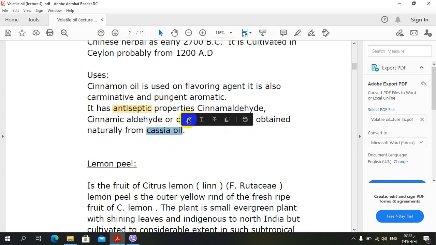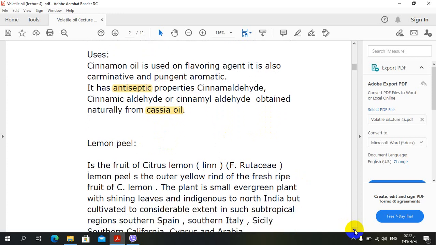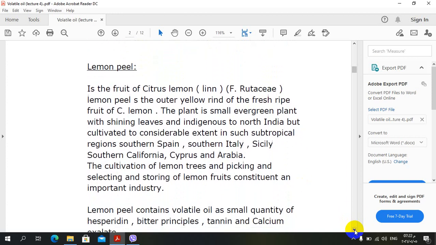The other one is the lemon peel. Is the fruit of citrus lemon. الفاميلي روتيسي وبين قوسين اللينين، هذا اسم العالم اللي سماه للنبات هذا. Lemon peel is the outer yellow rind of the fresh ripe fruit of citrus lemon. The plant is a small evergreen plant with shining leaves and indigenous to North India, but cultivated to considerable extent in such subtropical regions: Southern Spain, South Italy, Sicily, South California, Cyprus and Arabia.